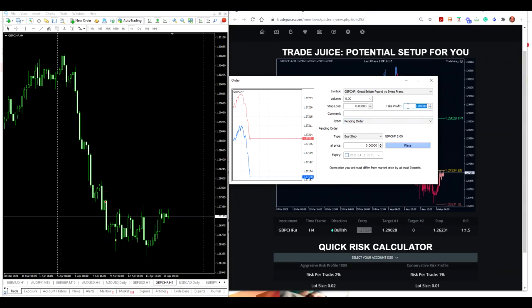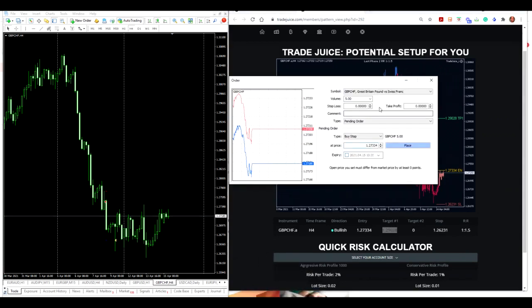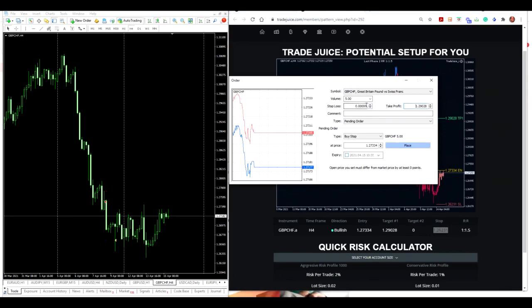And I'm going to just also add the target, that price there. And do that now. And you can also set a stop. Of course, while I'm making this video, it takes a bit longer than usual. Here we go. I've set my buy stop with that price there. Take profit target here.